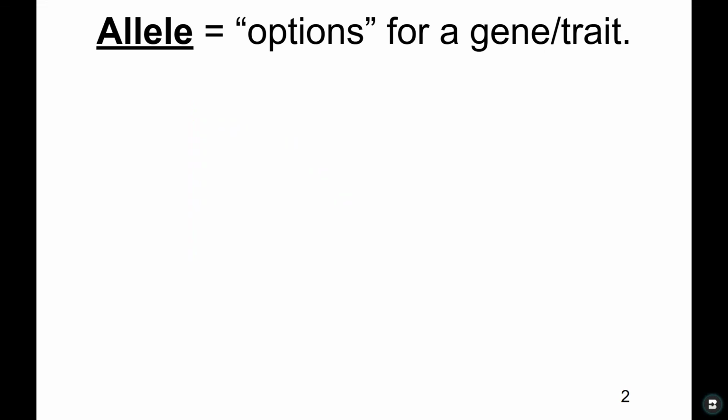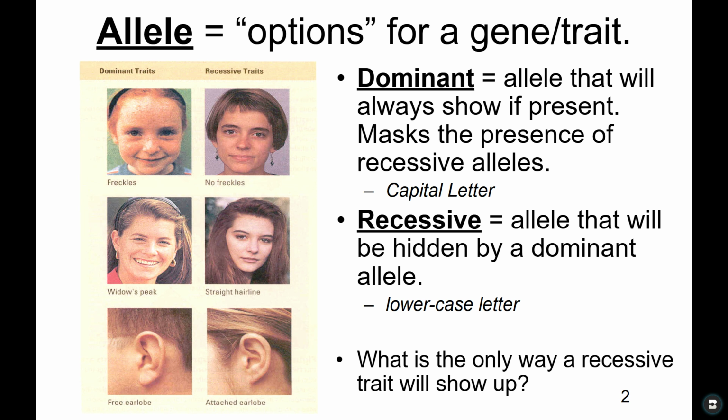First of all, recall that genes are segments of DNA that code for particular traits, like whether or not you have freckles. Different versions of those genes are called alleles, so they're kind of considered like different options for a gene or a trait. Here is a list of some common human traits that we can see the different alleles for. We'll categorize them as either dominant or recessive.